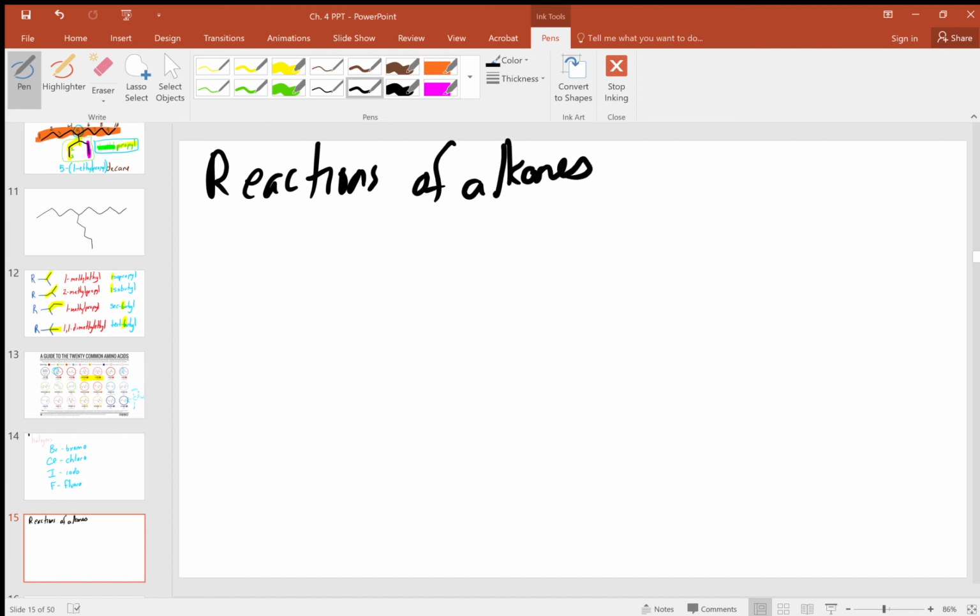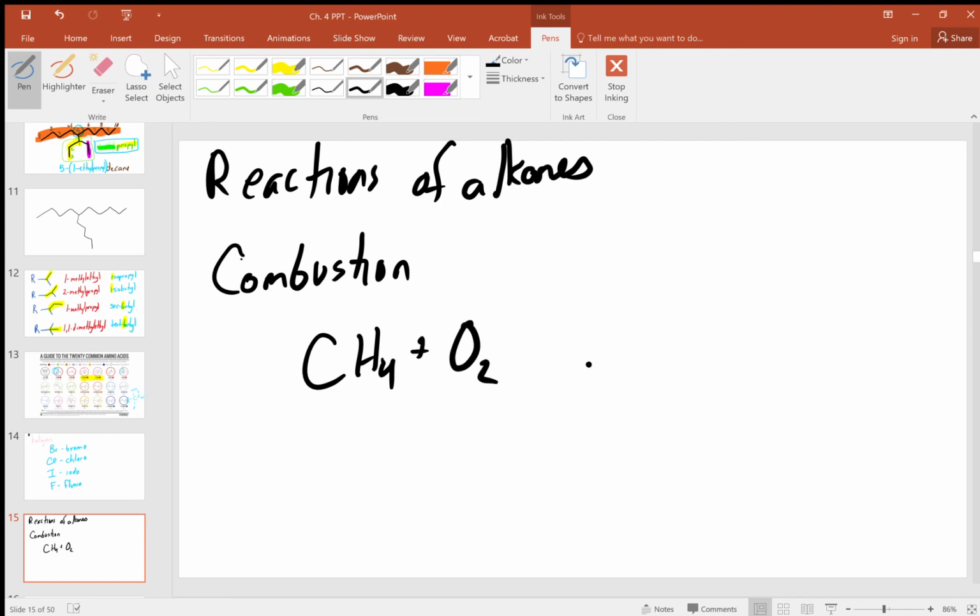Alkanes are pretty simple. They don't do a whole lot. In fact, we can really say that there's only two important reactions of alkanes. One of them we've already talked about a little bit, which is combustion. Any alkane, whether it's something very small and simple like methane, can be burned to form carbon dioxide and water. And that's it for combustion.